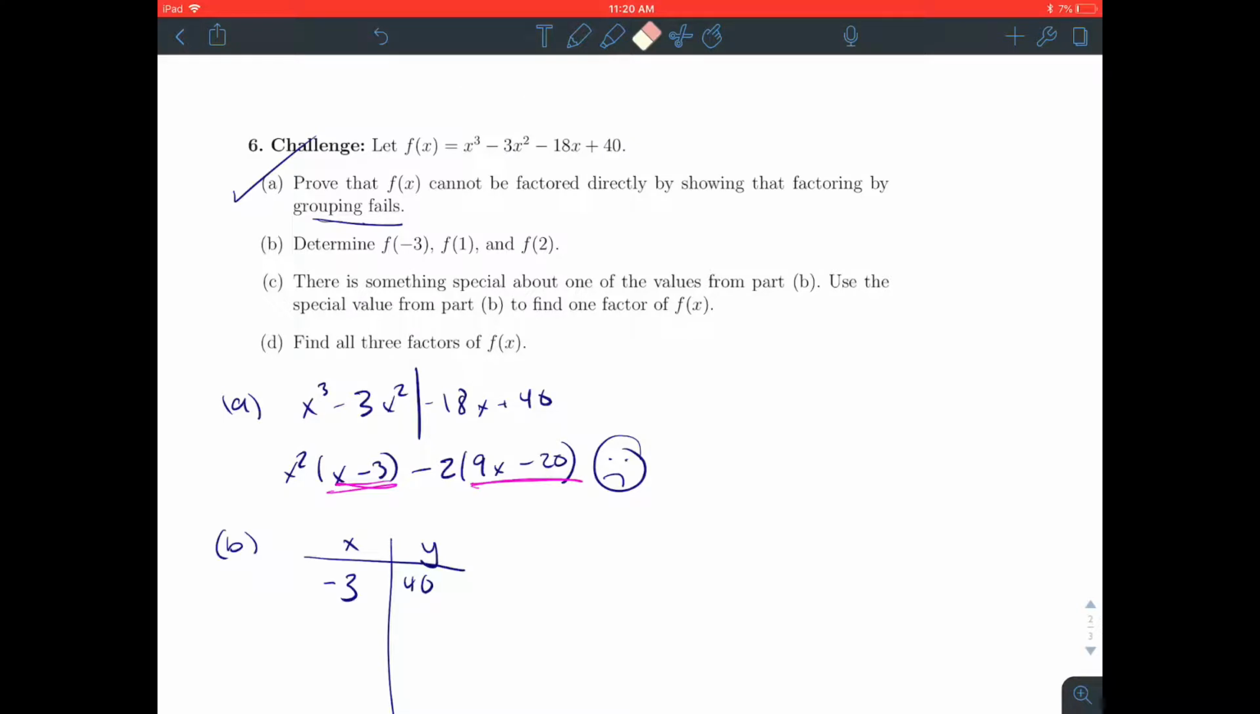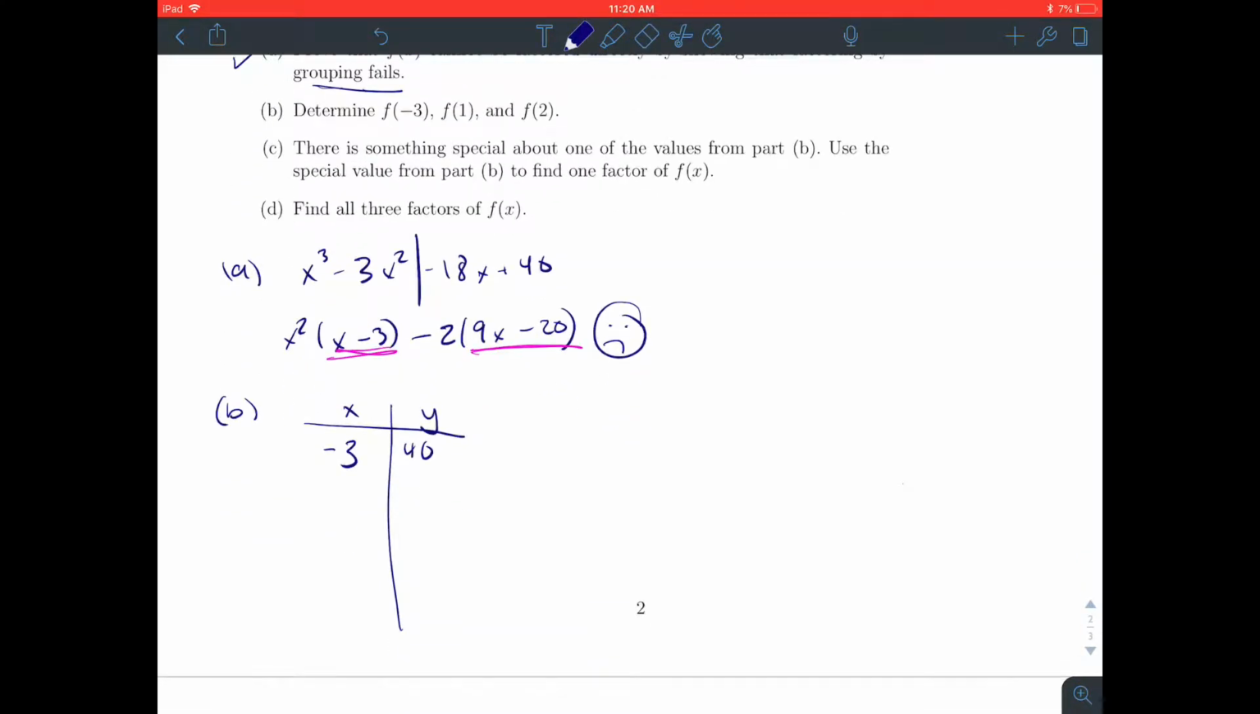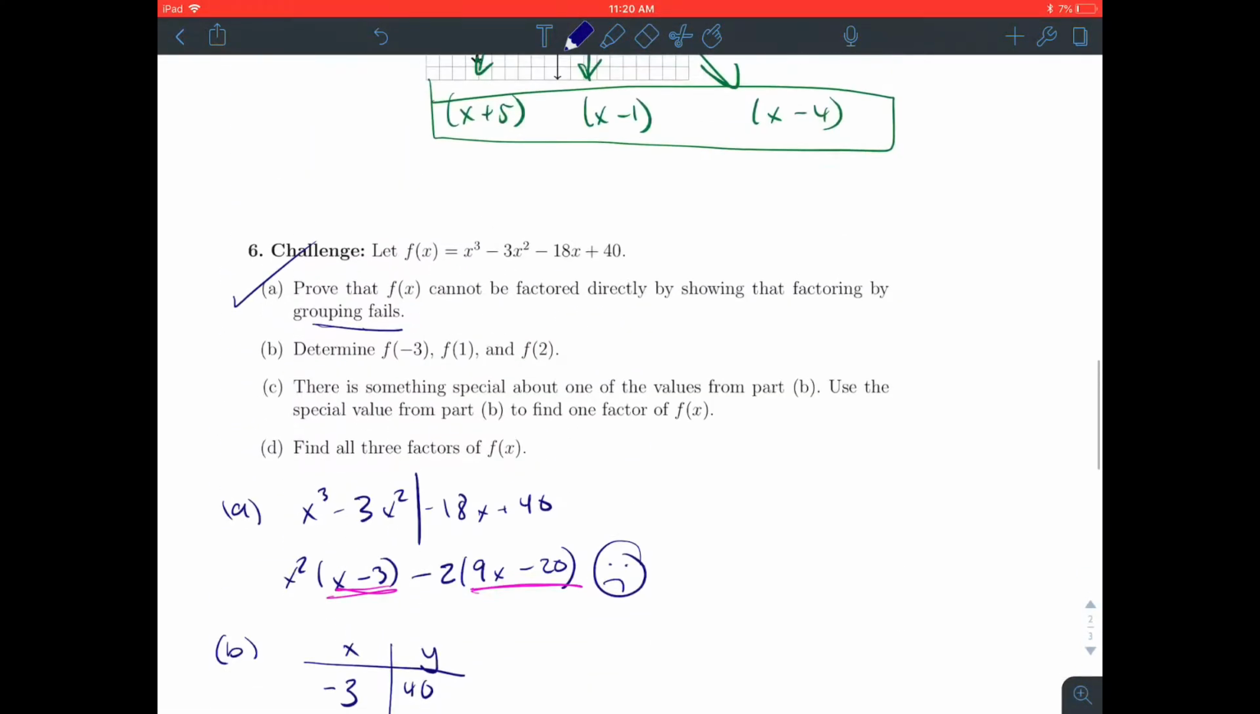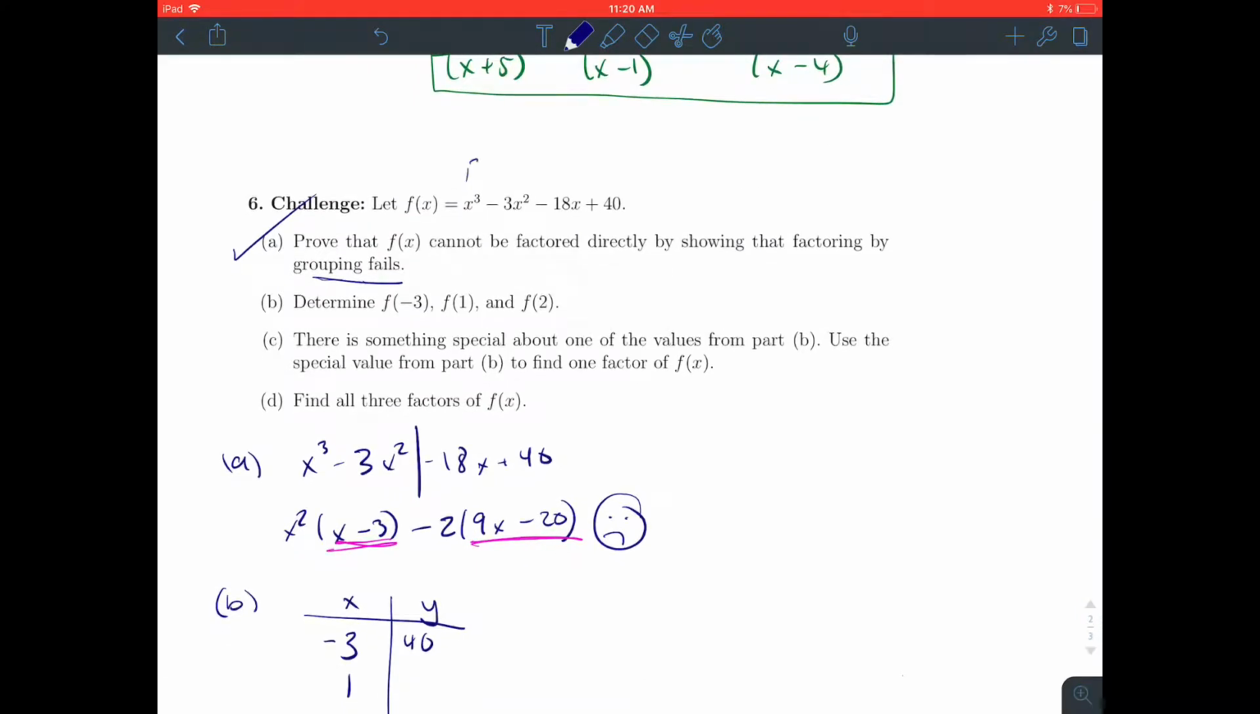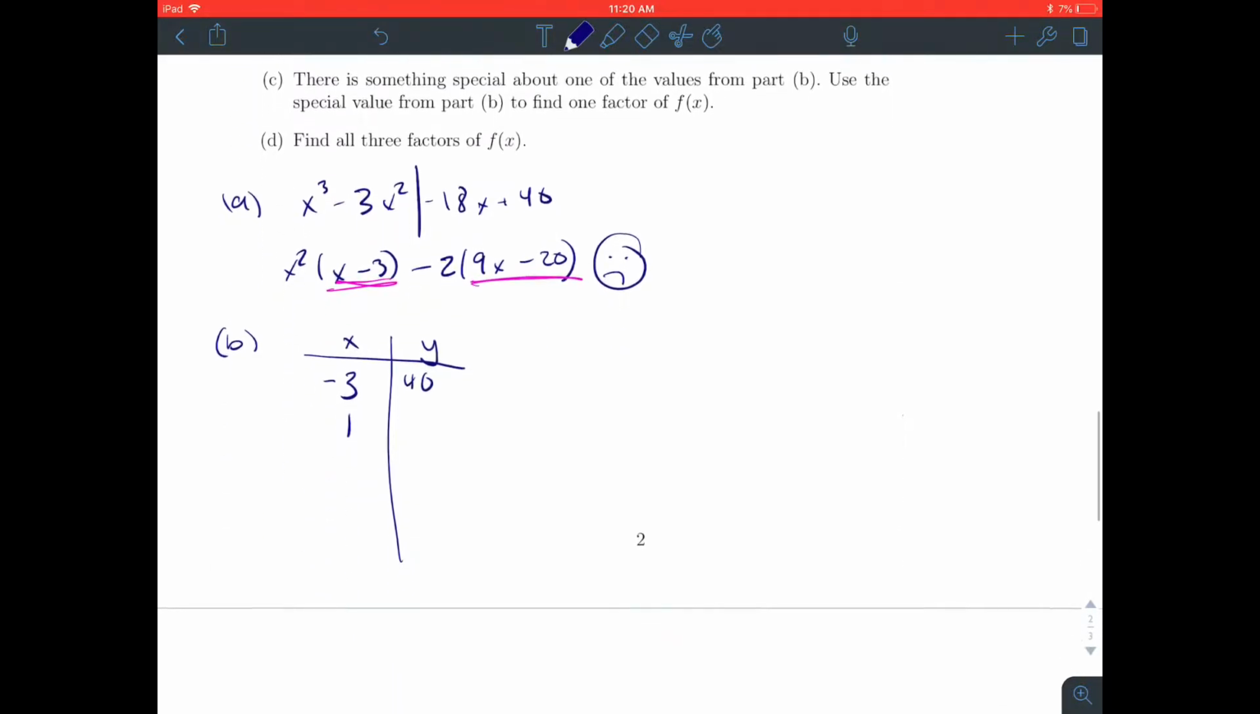Now I have to do the same thing a couple of other times, and you can just use your calculator for this. You really shouldn't be showing all of this work. If you plug in 1, we'll get 1 cubed minus 3 times 1 squared minus 18 times 1 plus 40. 1 minus 3 minus 18 plus 40. That's negative 2 minus 18 plus 40. That's 20.